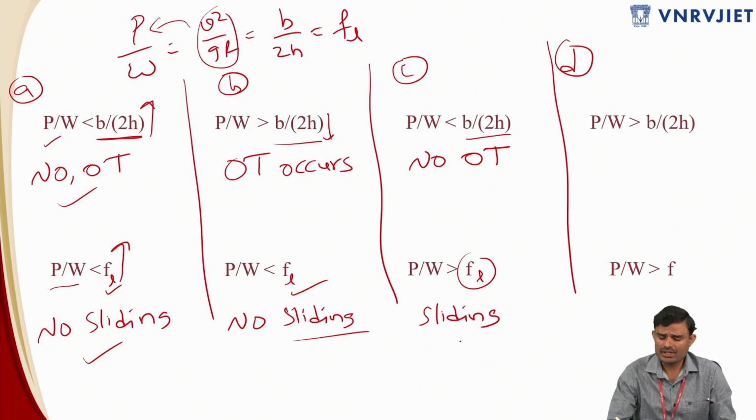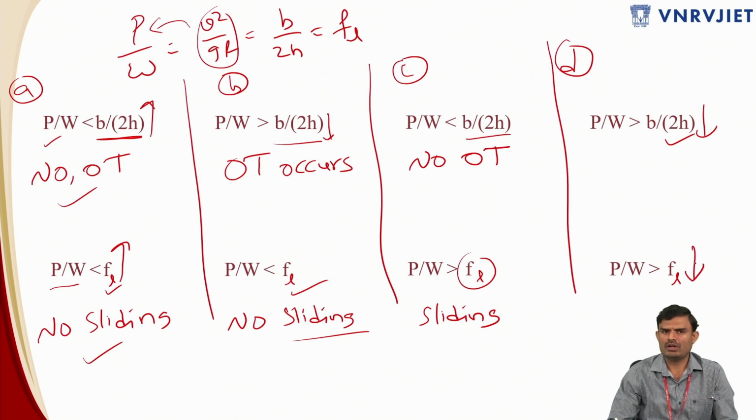And you will look into the case 4 or the D case, where P by W is greater than B by 2H, that is resistance to overturning is less when compared to the centrifugal ratio. And again P by W is greater than FL, which means resistance to sliding is also lower. So in this case overturning occurs and again sliding also occurs.